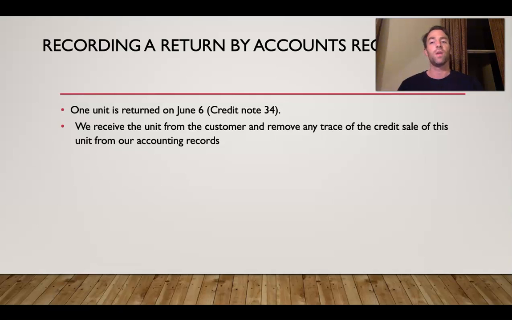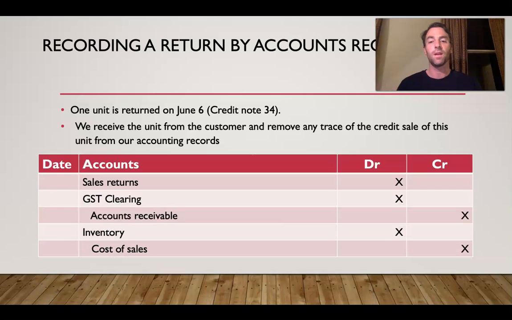Because there is a return, we have to remove any trace of this part of the sale from our accounting records. We don't get to say that unit is a sale anymore. How do we do that? We reverse that 1 unit. How do we reverse something in accounting with debits and credits? If we recorded it as a credit, we will do a debit.